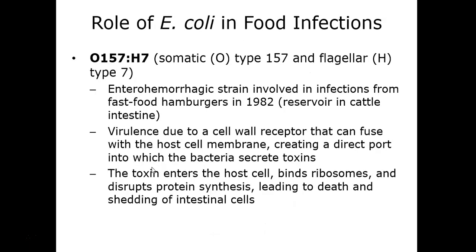And it was first noted in fast food hamburgers. There was an outbreak known as the Jack in the Box restaurant in 1982, where several people consumed hamburger meat that day and acquired this infection.